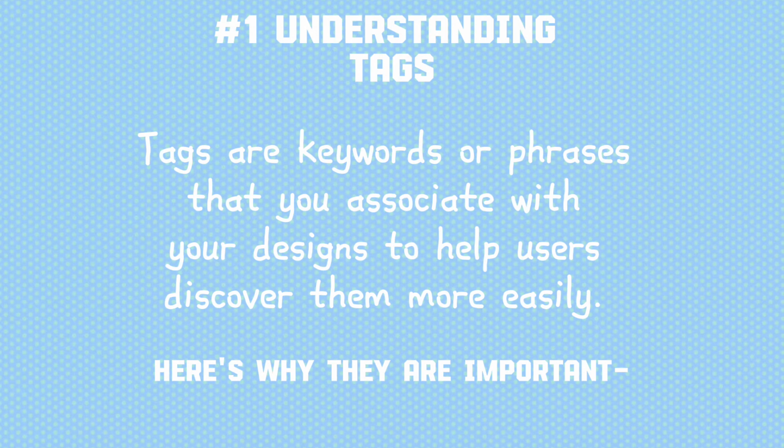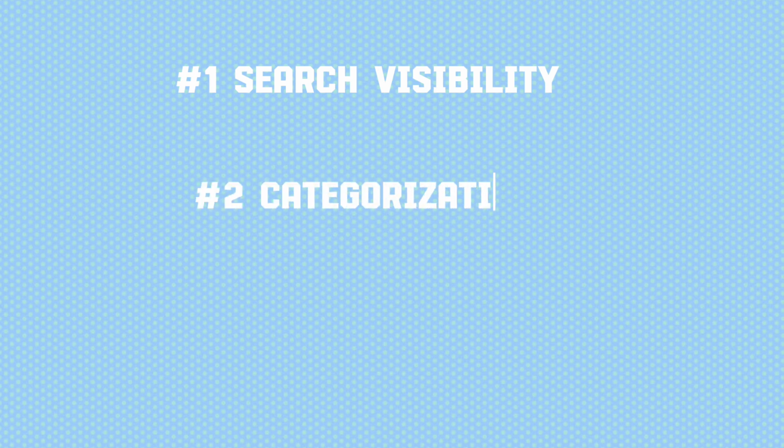Here's why they are important. The first point is search visibility. Tags are used by the platform's search algorithm to match user queries with relevant products. When a potential buyer searches for something specific, well-chosen tags increase the likelihood that your design will appear in their search results. The next point is categorization. Tags help categorize your designs into relevant themes or topics. This helps users browse through specific categories and find products that match their interests.